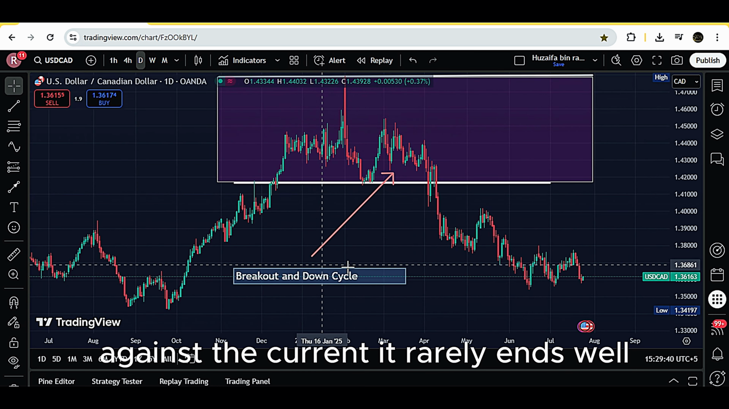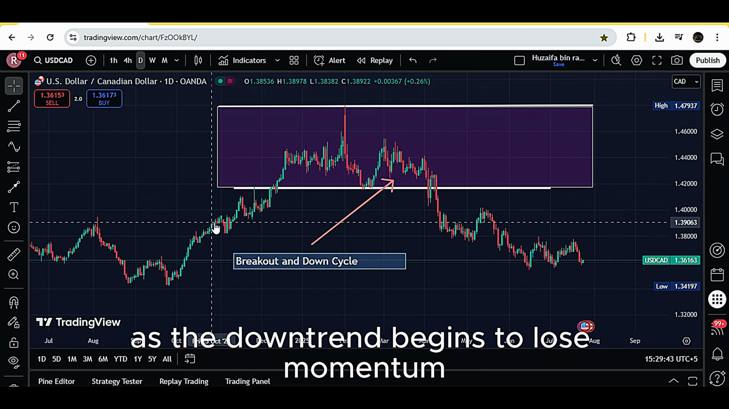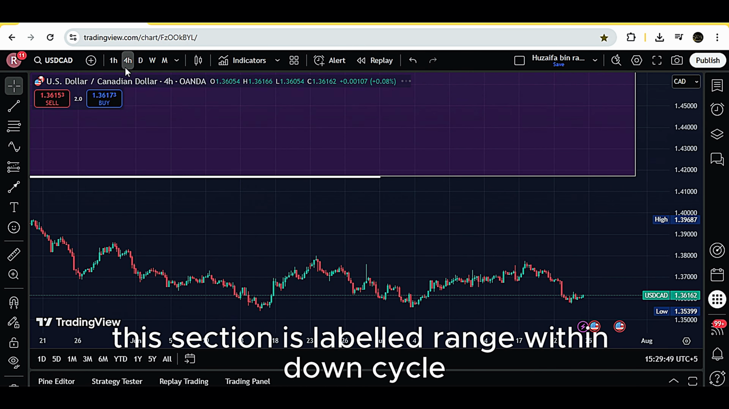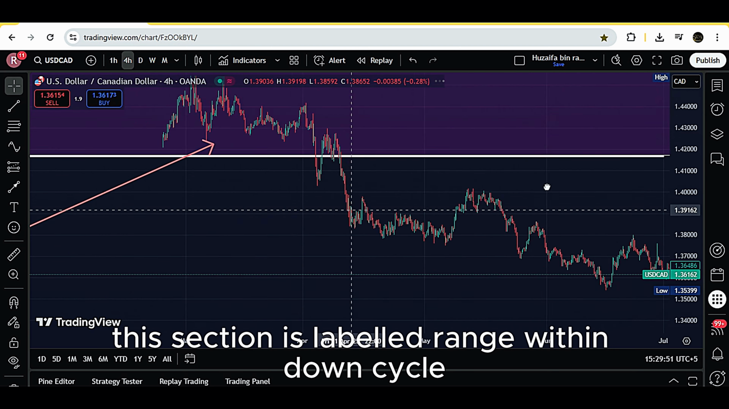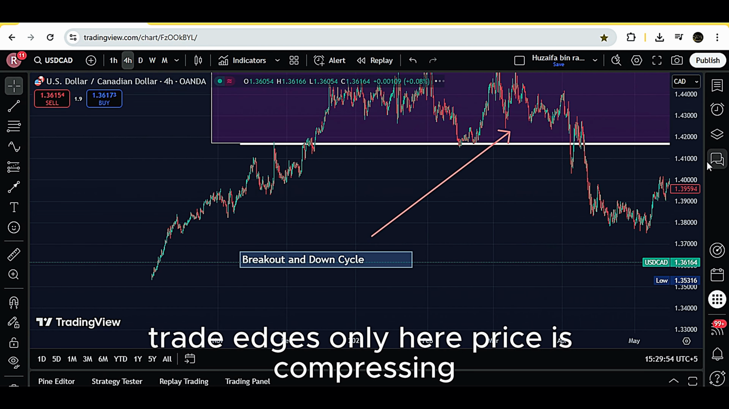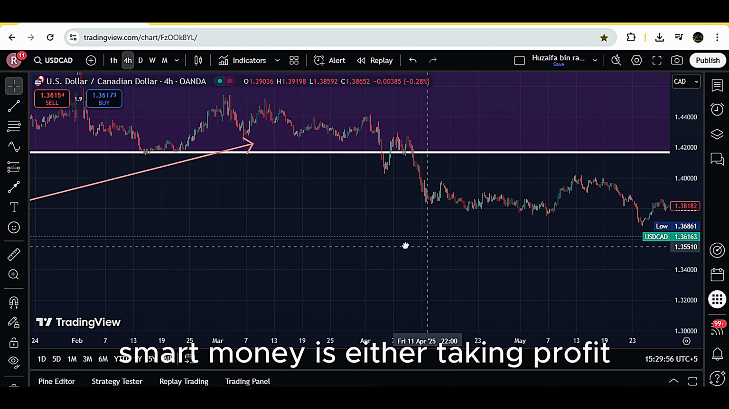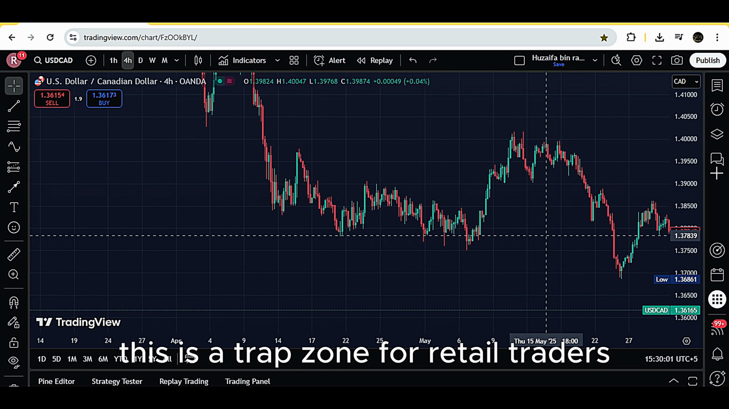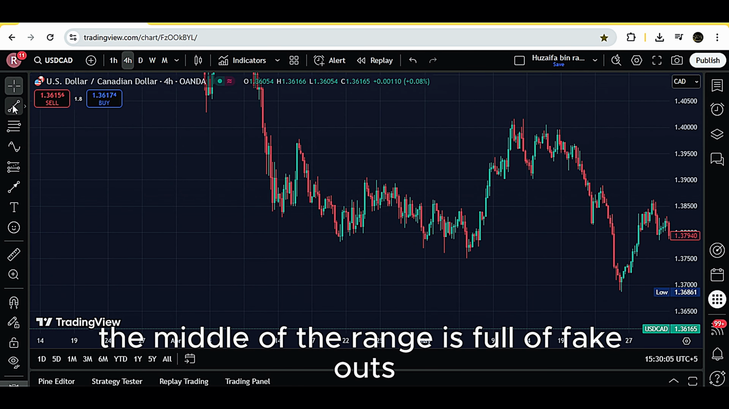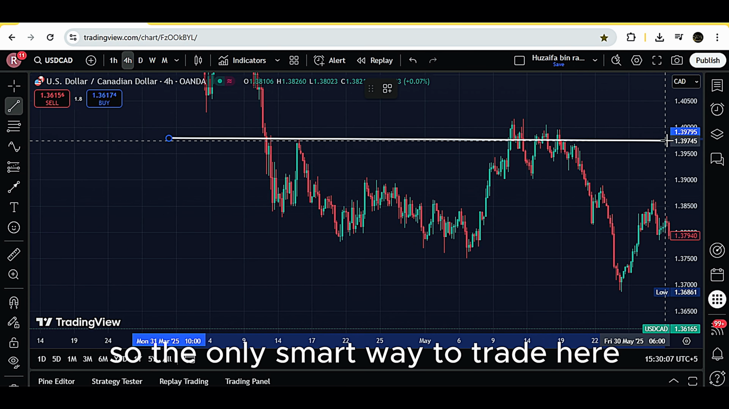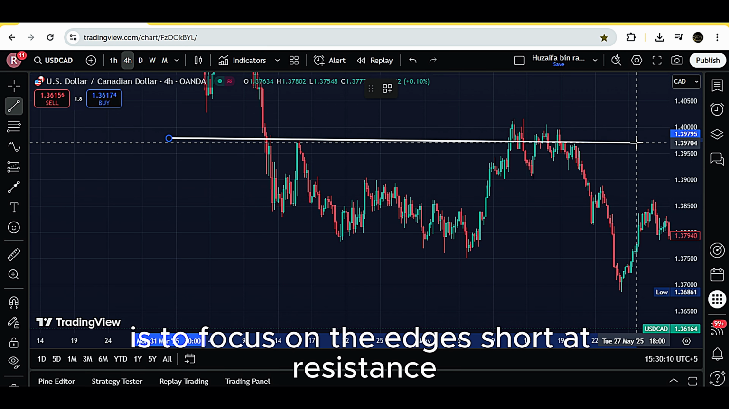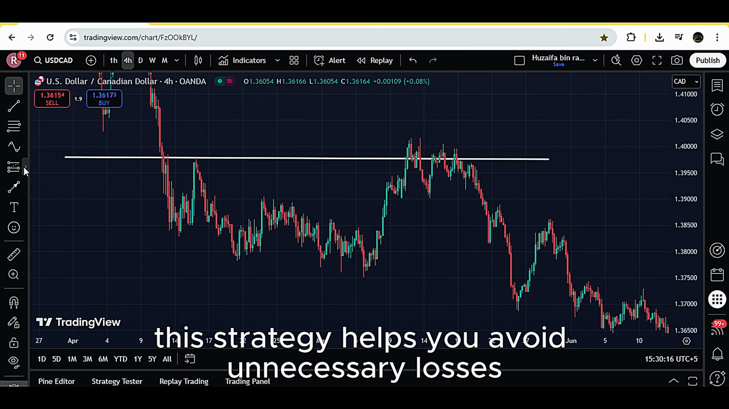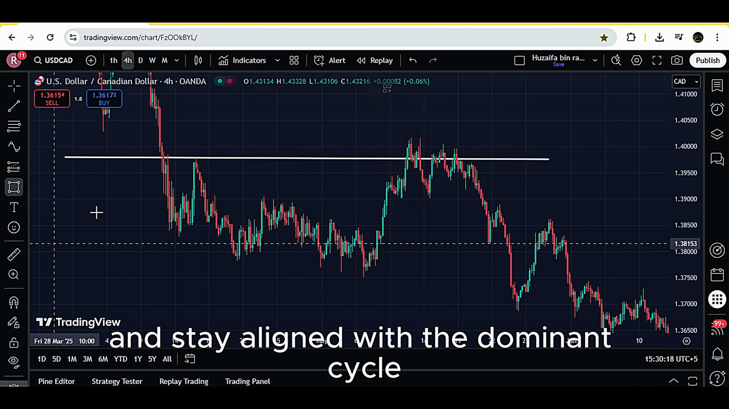It rarely ends well. As the downtrend begins to lose momentum, price enters a range, still inside the broader down cycle. This section is labeled range within down cycle, trade edges only. Here, price is compressing. Smart money is either taking profit or preparing for the next move. This is a trap zone for retail traders. The middle of the range is full of fake-outs, so the only smart way to trade here is to focus on the edges. Short at resistance, take profit at support. This strategy helps you avoid unnecessary losses and stay aligned with the dominant cycle.